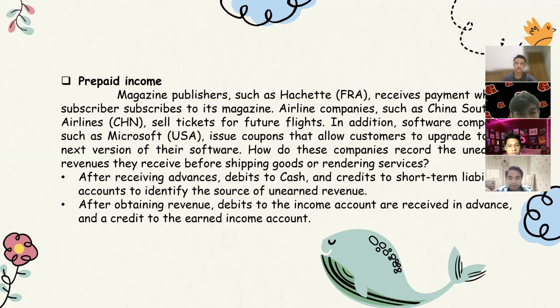How do these companies record the unearned revenue they receive before shipping goods or rendering services? The first is after receiving the advance: debit cash and credit a short-term liability account to identify the source of unearned revenue. The second is after obtaining revenue: debit the income account received in advance and credit the earned income account.